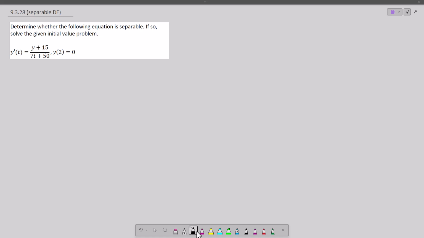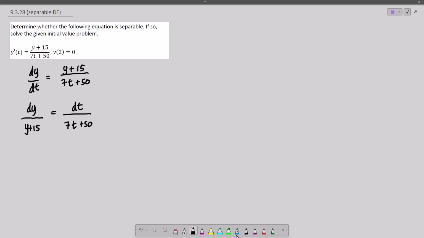All right, let's solve this initial value problem. First, we are going to attempt to separate the variables, which is not too difficult here. Once we write it in differential form, we see that we can pretty easily move the t's to the right and the y's to the left. So here is our separated differential equation. And at this stage, we are going to integrate both sides.